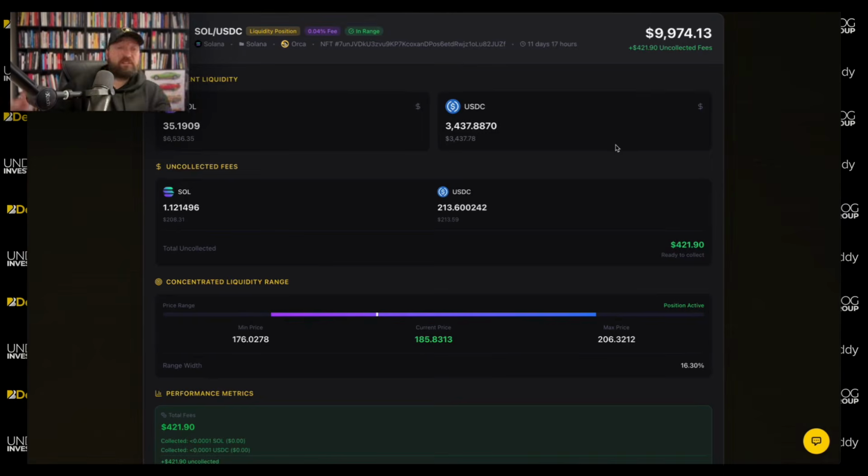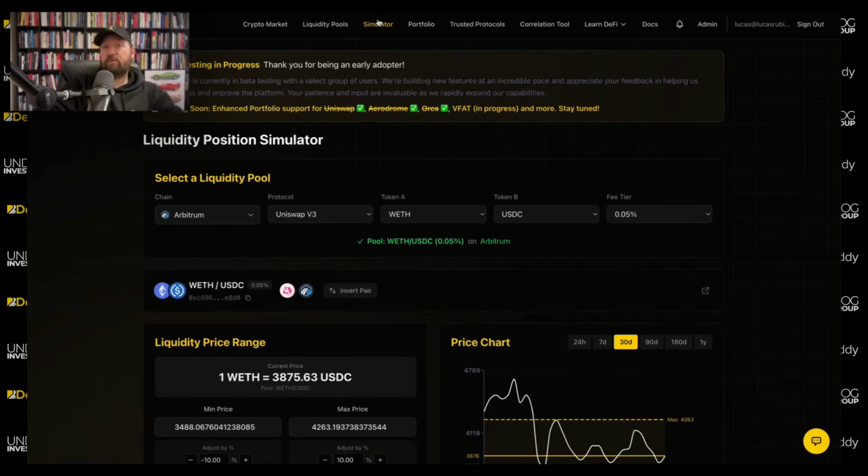And then here's another example, a SOL USDC position, been in this for almost 12 days, collected $421 of fees on Orca, and still in range. So the first thing we're going to do is go over to the simulator.